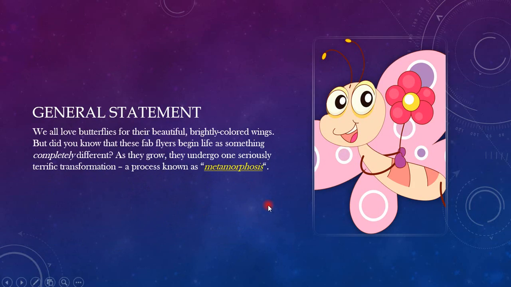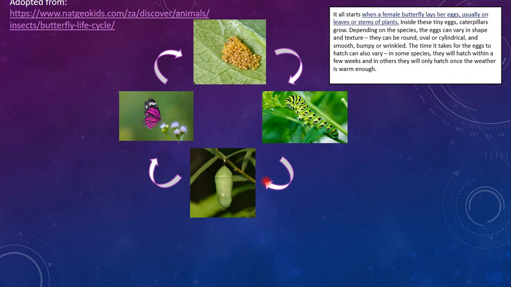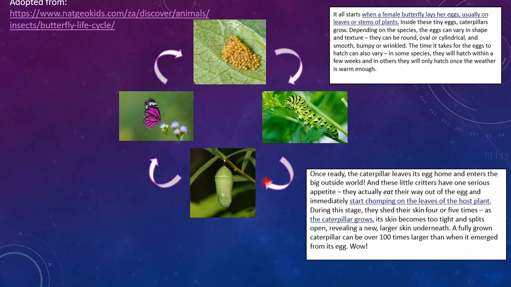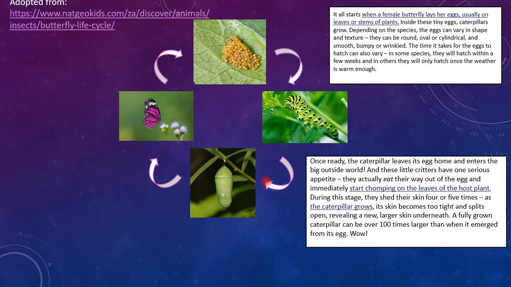So the number one, the name of the life cycle of the butterfly is metamorphosis. So that's the answer of the number one. So number two, it starts when the female butterfly lays her eggs, usually on leaves or stems of plants. So number three, the critters shed their skin when they start chomping on the leaves of the house plants.